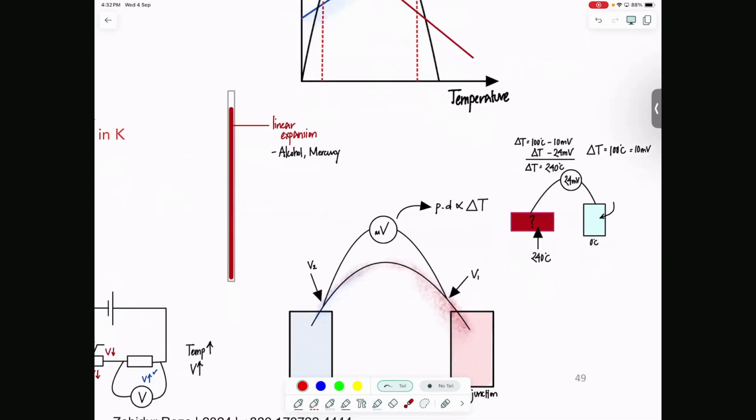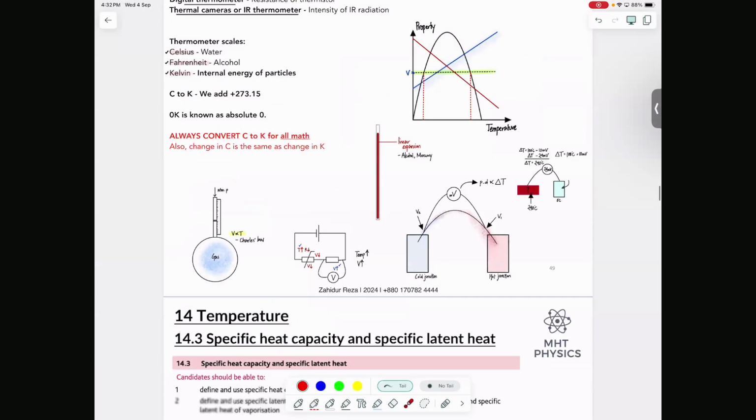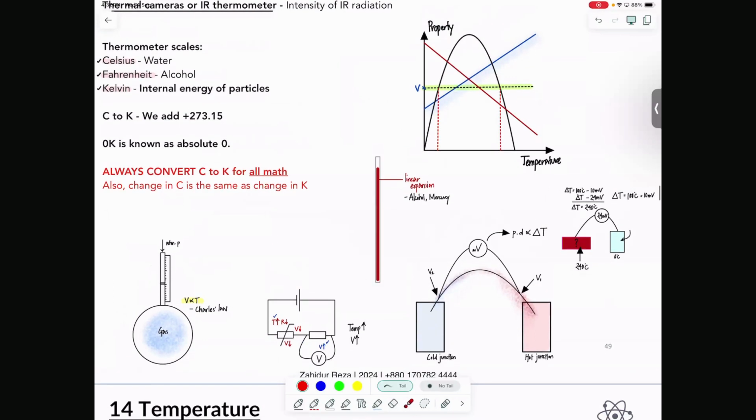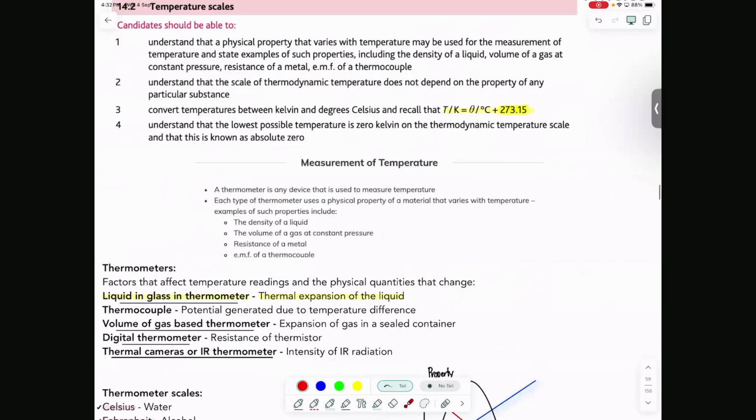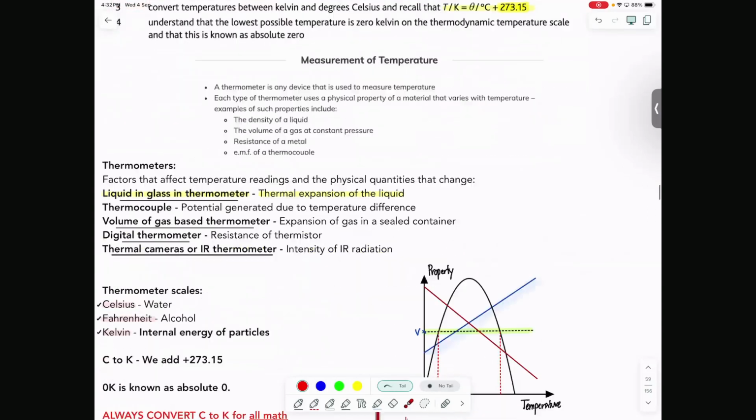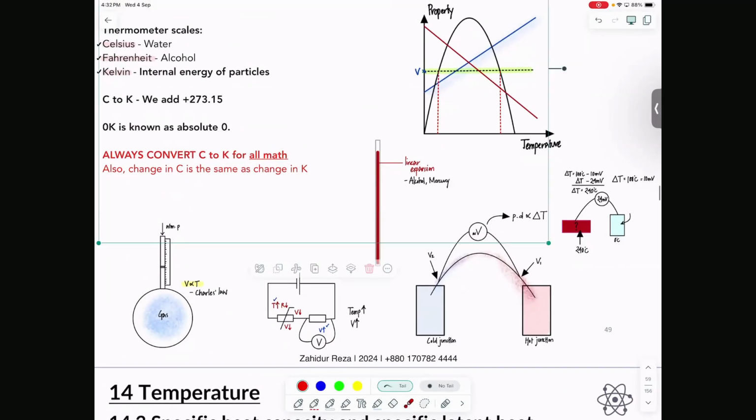It's called a thermocouple. My question is, why so many thermometers out there? Why couldn't we settle down for one? But if you look at this, we're still looking for thermometers, right? So why are there so many variations out there? What's the reason behind this? So the reason eventually boils down to 3 things.